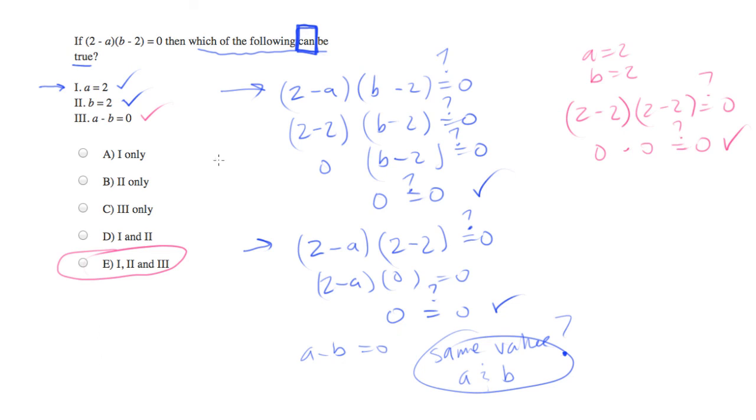Now, when I say most people get this right for the wrong reason, my point is, if we had had a fourth Roman numeral which said something like a equals 5, that's also possible, because b could be equal to 2, which we've already shown produces a true response. Now, they didn't ask that, but they could have, and it also would have been true.